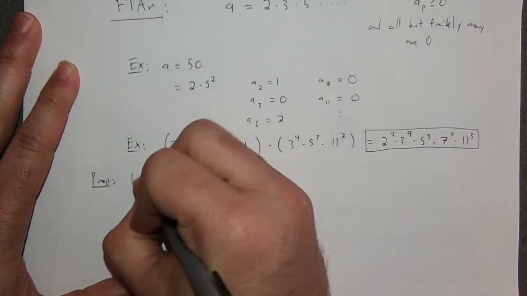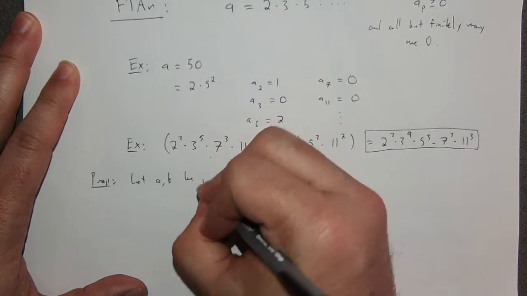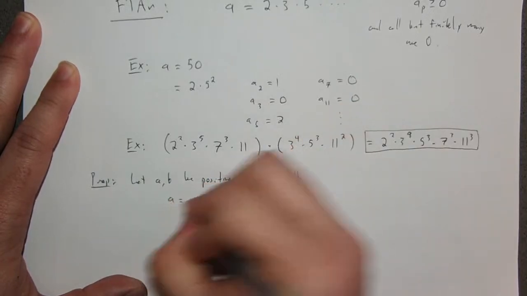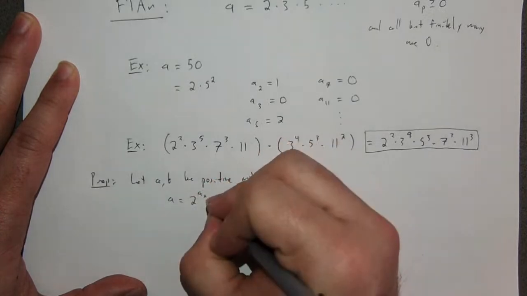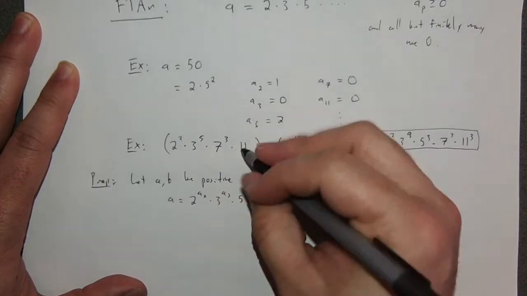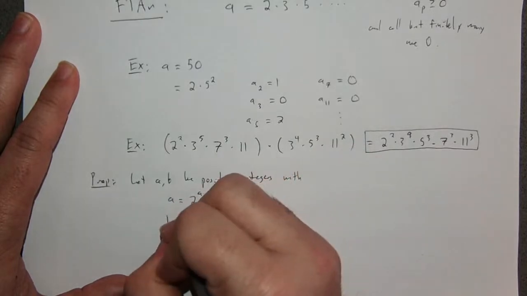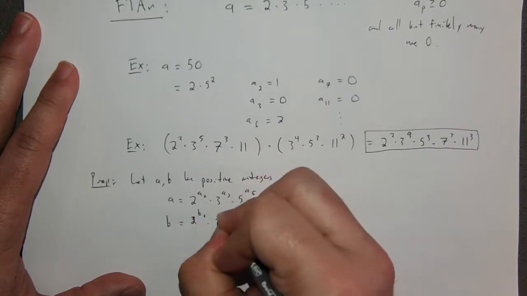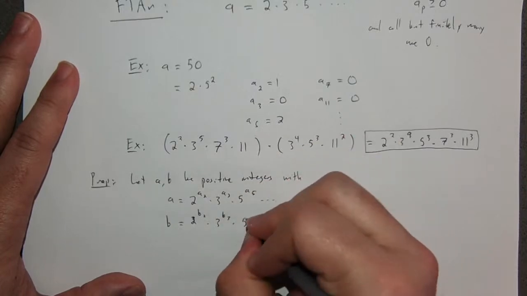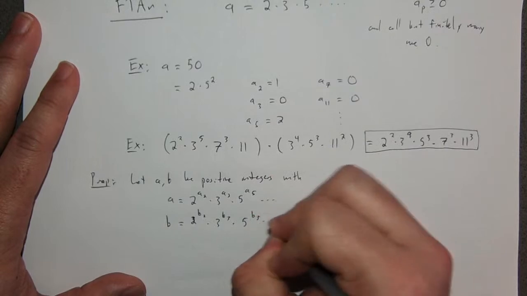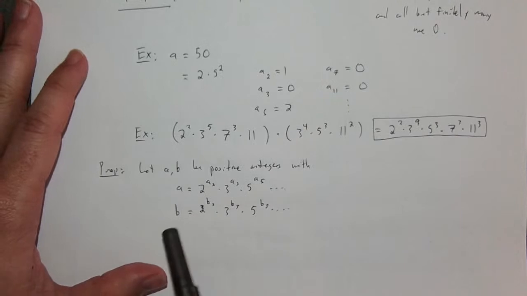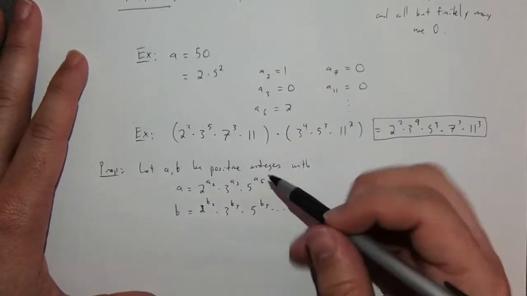Okay. Anyway, so here's a quick proposition that I'll prove next. Let a and b be positive integers, with a factorized as 2 to the a sub 2 times 3 to the a sub 3 times 5 to the a sub 5 and so on, and b factorized as 2 to the b sub 2 times 3 to the b sub 3 times 5 to the b sub 5. Again, same thing: all of these exponents are non-negative, and all but finitely many are 0.